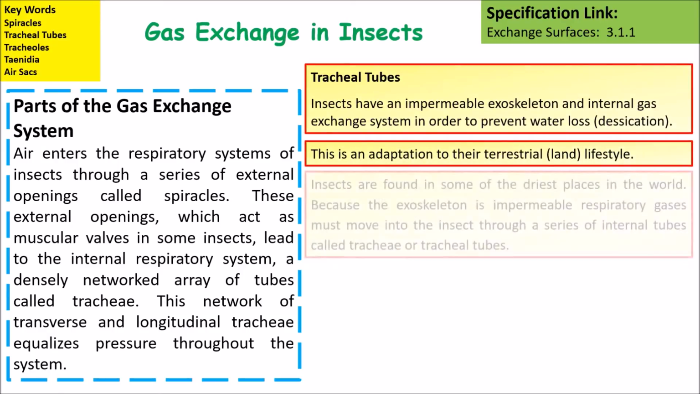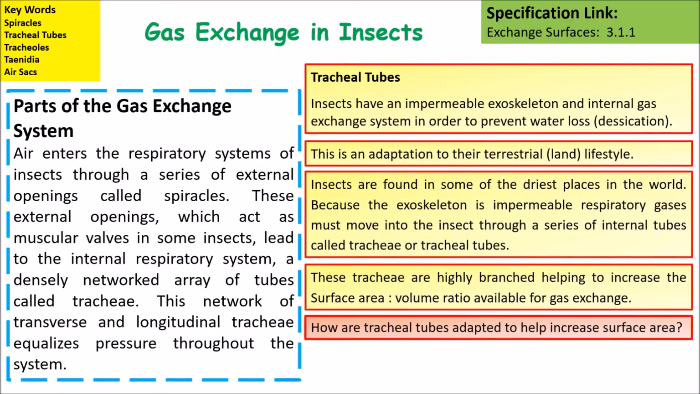There are some other key parts of the gas exchange system. The next one we want to look at is the tracheal tubes. Insects have an impermeable exoskeleton, meaning gases can't get through it, and an internal exchange system in order to prevent water loss. The exoskeleton is the outside of the insect. This is an adaptation to their terrestrial, land, lifestyle. Insects are found in some of the driest places in the world.